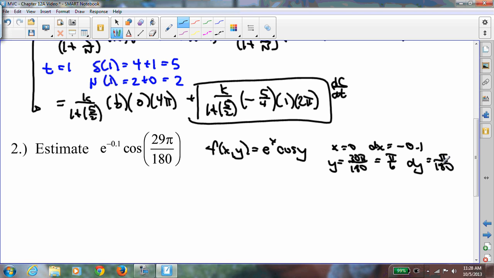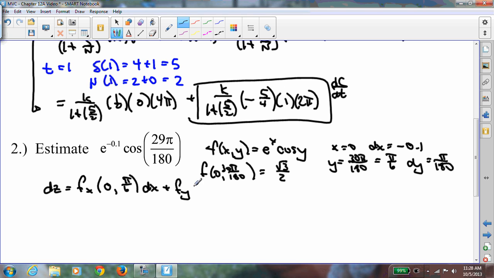So, if I were to substitute this in, f of 0, 30 pi over 180, would equal 1 times cosine of pi over 6, which is root 3 over 2. Now, I will need the differential, so I want to use the total differential here. So that would be dz equals the partial with respect to x, evaluated at 0 and pi over 6, times my change in x, plus my partial in the y direction, evaluated at 0 and pi over 6, times my change in the y direction.